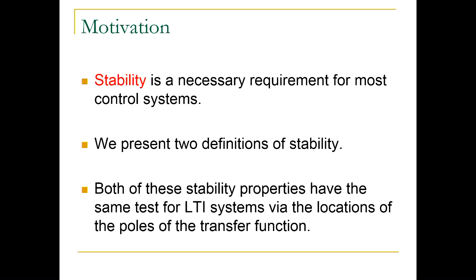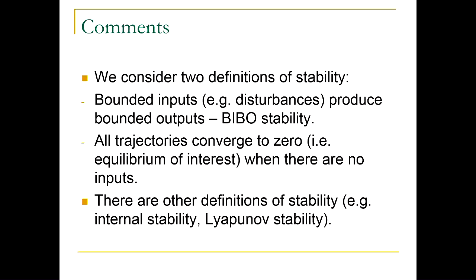If we are given a system, how can we test whether it's stable or not? All right, so we will consider, as I said, these two definitions. Bounded inputs imply bounded outputs, or BIBO stability. And then another definition is: if we don't have inputs, would all trajectories in a neighborhood of an equilibrium converge to the equilibrium or not? Right? So we will talk about both of these.